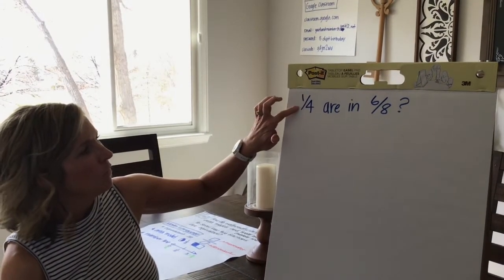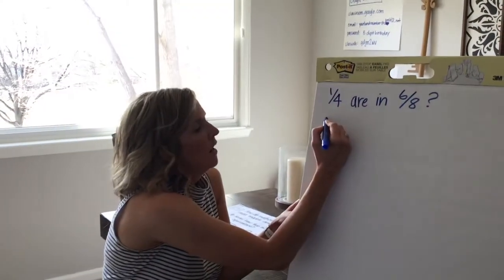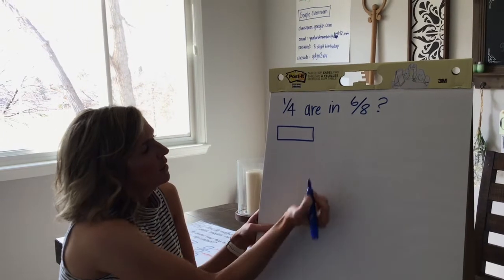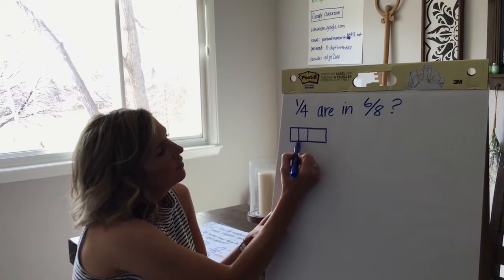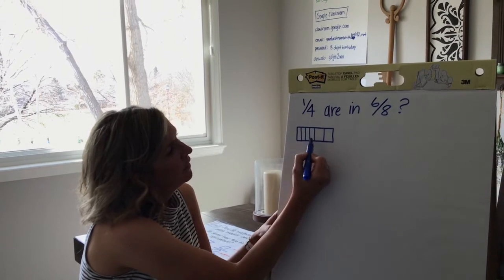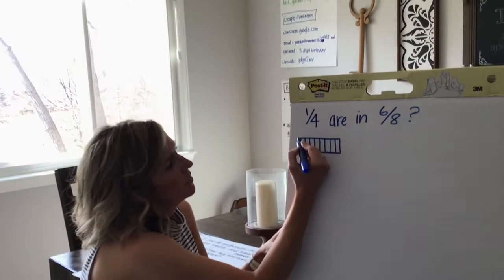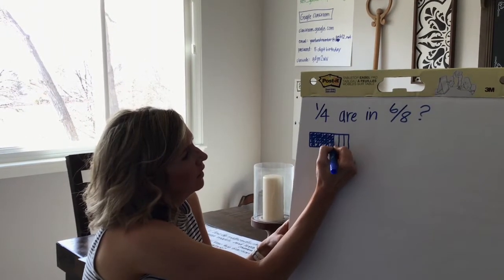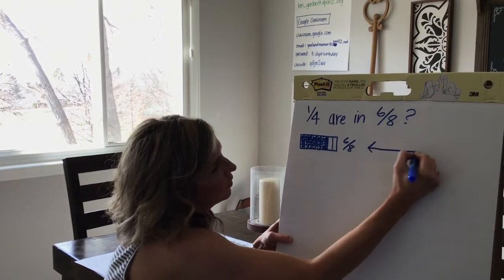So since I'm comparing 1/4 to 6/8, I'm going to start by drawing that circle first. And so actually maybe this time for an area model I'll do a rectangle. All right. And then I'm going to break it into 8 parts. So first I'll cut that in half, and then I'll cut those halves in half. Now I have 4. And if I cut those halves in half, now I have 8 equal parts. And my numerator is telling me to count 6 of them. 1, 2, 3, 4, 5, 6. There's 6/8.